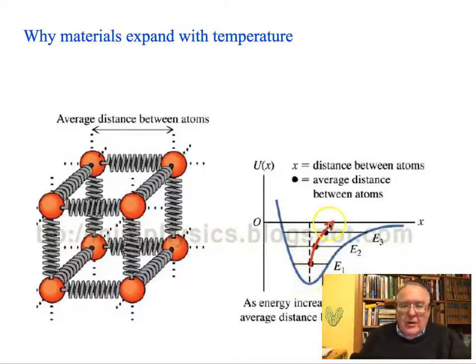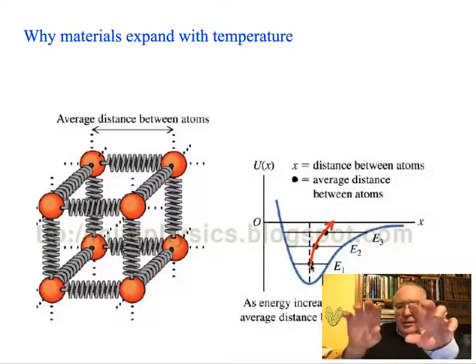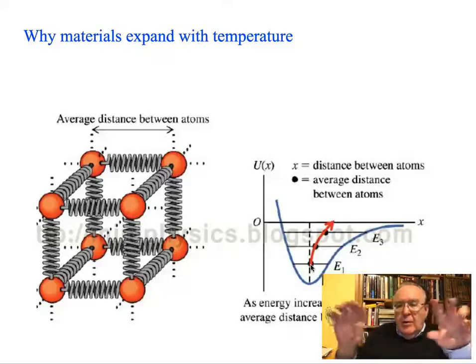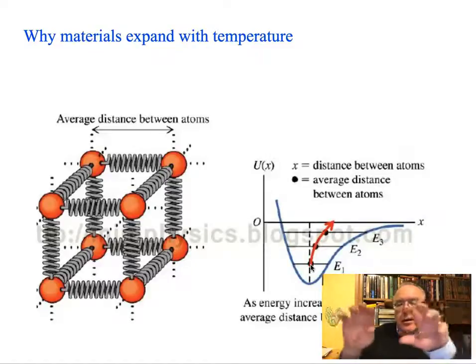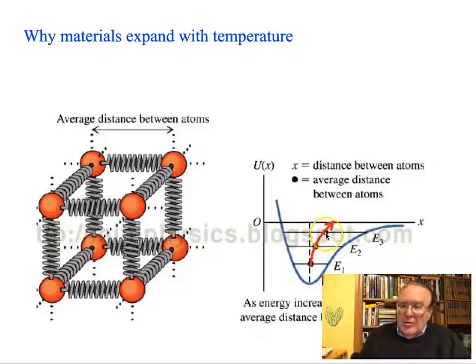And so the little figure at the right shows the same potential energy function as a function of the separation of the two atoms. At low temperatures, with energy E1, they jiggle around at the usual place. But you warm them up, they jiggle farther out. Warm them up more, and they jiggle even farther out. And so the average separation gets larger as the temperature goes up. And that's why all materials expand.